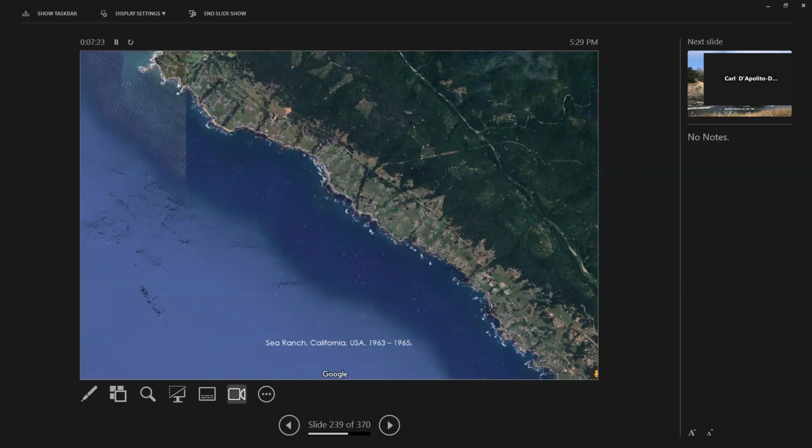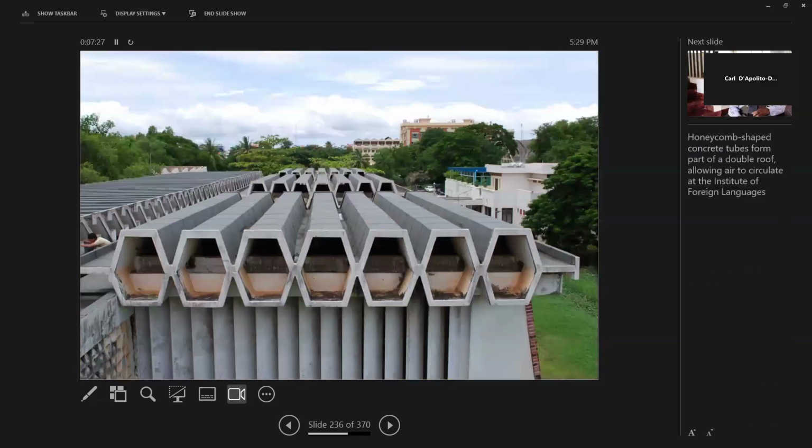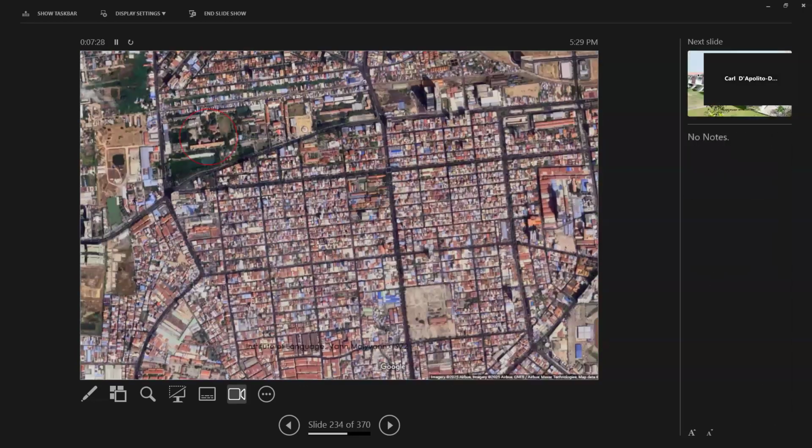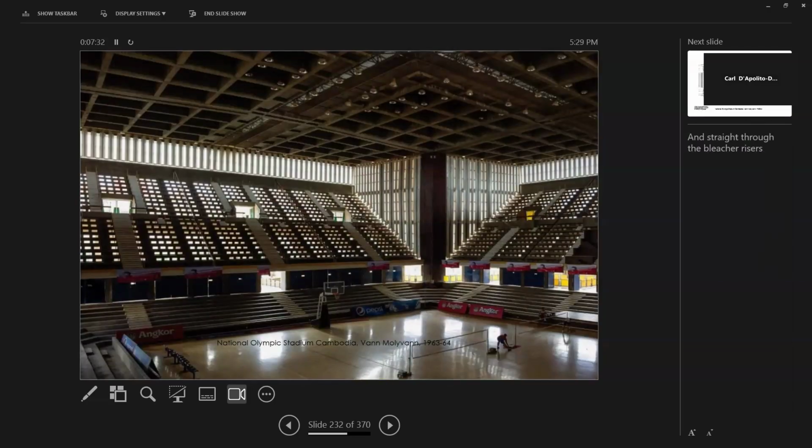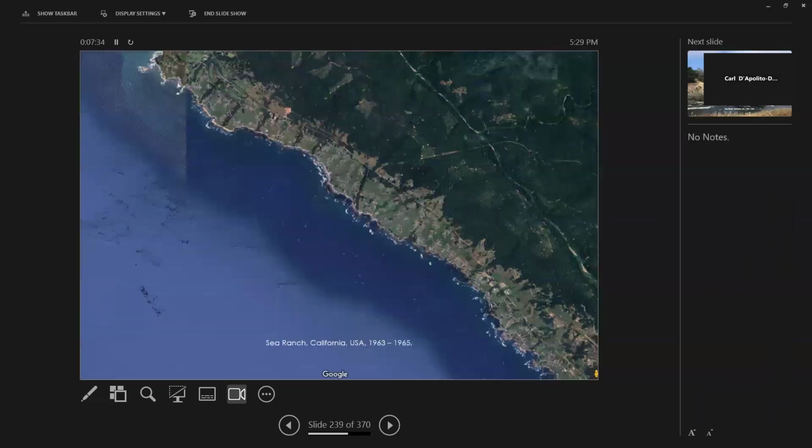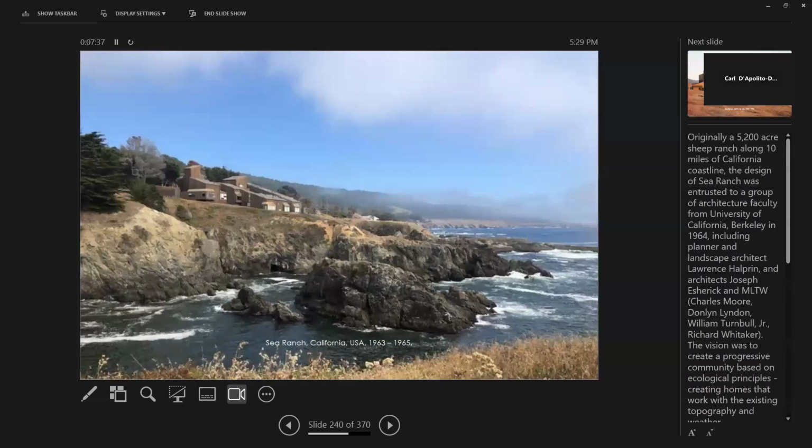Okay, then there's Sea Ranch. This is around, these are like that one's 72, this one's 63, 64. So the same year as Sea Ranch, 63, 65. Sea Ranch was like a utopian community made by Berkeley faculty members in 1964.